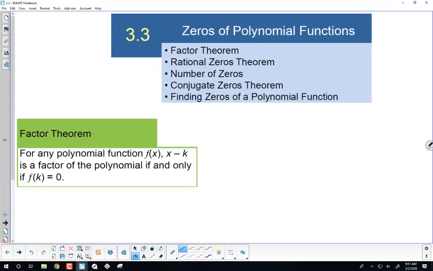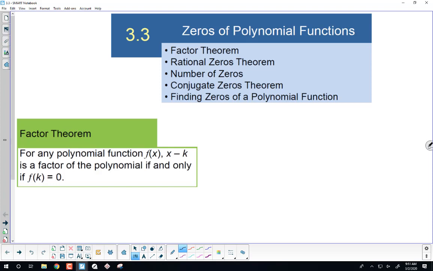pieces to put together to ultimately factor all of these now. So we're going to look at the factor theorem, the rational zeros theorem. The number of zeros, that's just what we spoke of. If you've got x to the 4th power, you'll have 4 zeros. If you have x to the 3rd power, you'll have 3 zeros, and so forth. The conjugate zero theorem, we don't really utilize that a lot. It's just nice to know. And then we'll look at finding zeros or factoring polynomials completely.